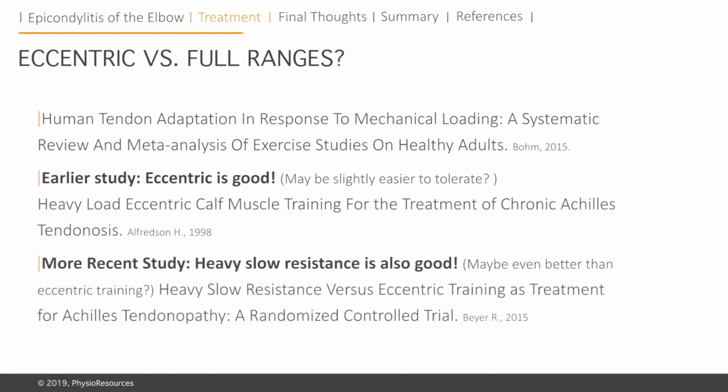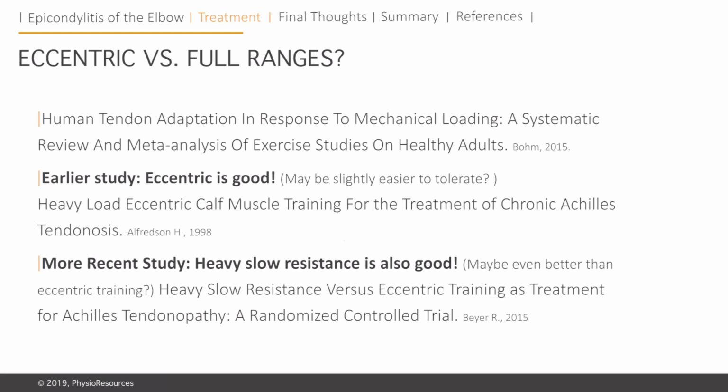Now, in 2015, Bayer and others compared eccentric training to heavy, slow resistance training as a treatment for tendinopathy. He found that both methods are actually a good way to work on optimizing the viable portion of the Achilles tendon. And he further goes on to state that the slow resistance training tends to be in line with better patient satisfaction in the earlier portion, after 12 weeks. But after 1 year, the satisfaction levels are about the same in both groups.